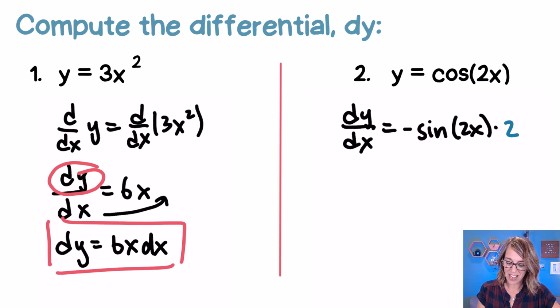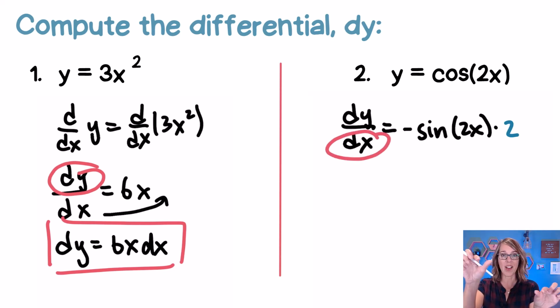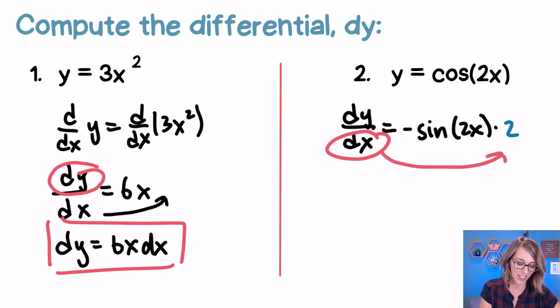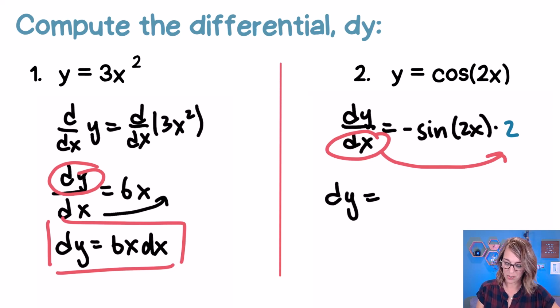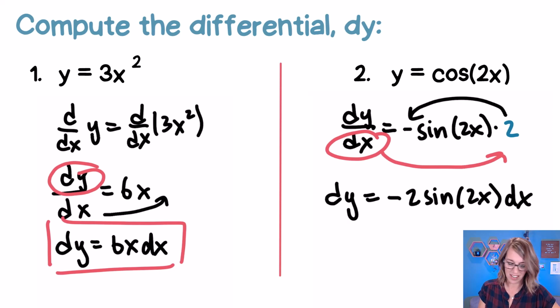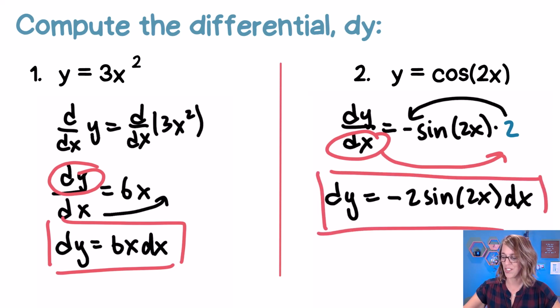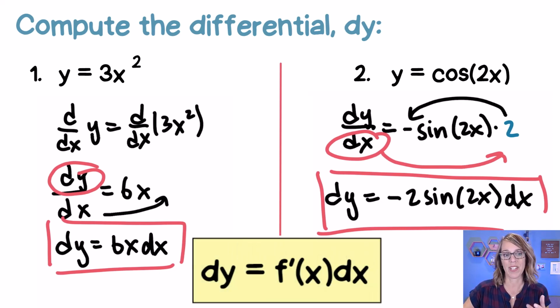Now I'm going to take dx. This is where I separate out the dy and the dx, and I multiply it on the other side. We end up with dy by itself is equal to negative, let's bring that 2 out in front. So negative 2 sine 2x dx, and that is the differential for this function. So we're using this formula: dy is equal to the derivative of our function times dx.